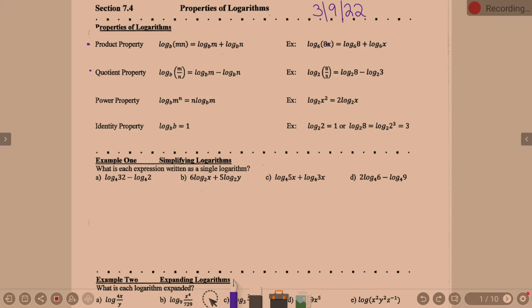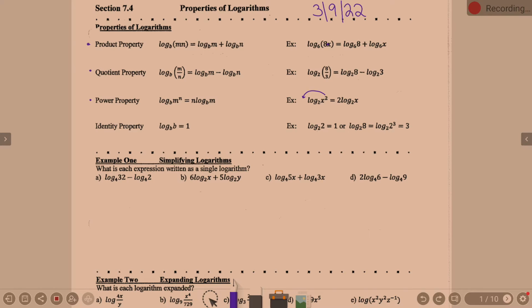Okay? Okay, power property. Power property says if I have a power, so an exponent, on the inside of the log, that power can be moved out front to be a coefficient. So it'd be a number in front. So log base b of m raised to the power of n, you can take that n, move it out front, and make it n times log base b of m. For example, log base 2 of x squared. This power of 2 can move out front and become 2 log base 2 of x. So that's the power property.